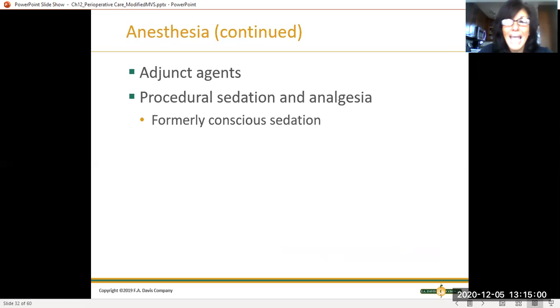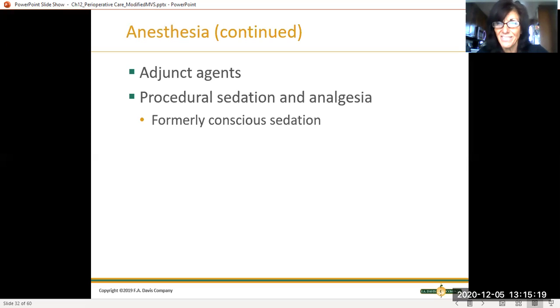And then there are other adjunct agents, things like what I talked about earlier, maybe some benzodiazepine to keep people a little sedate before the actual anesthesia. And then there are things that are procedural sedation.